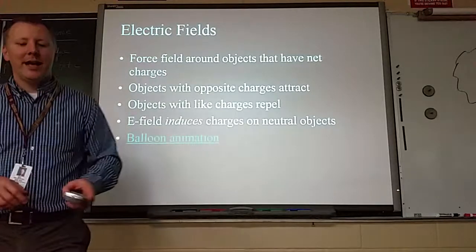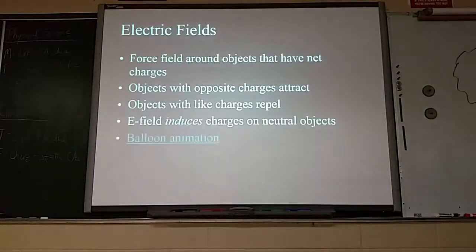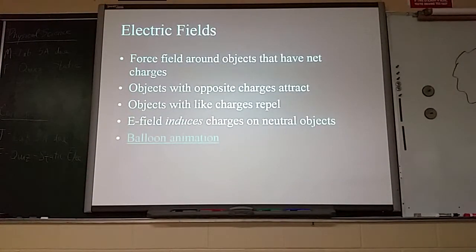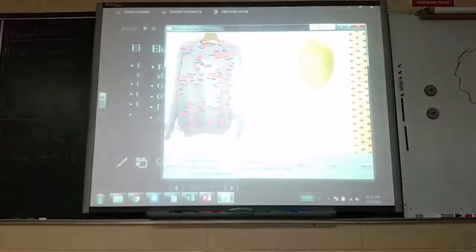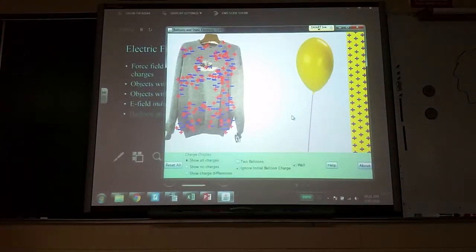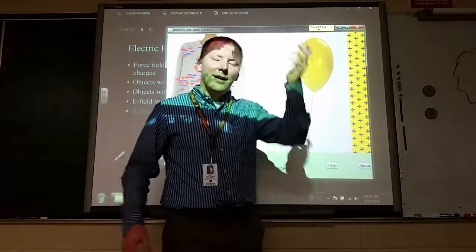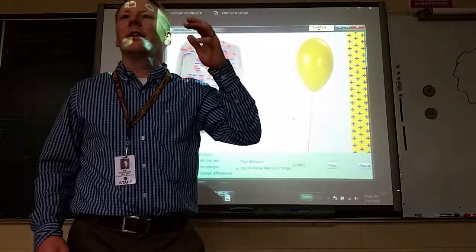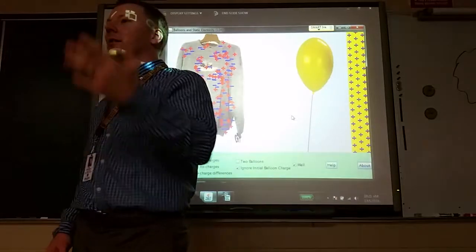We're going to see an animation that helps explain this, similar to something you've experienced before. I still have not brought balloons in. I've forgotten those. But I do have this neat animation. Notice over here on the wall. You know that if you were to rub a balloon on your hair and hold it to the wall, what is likely to happen? Sticks there, right?